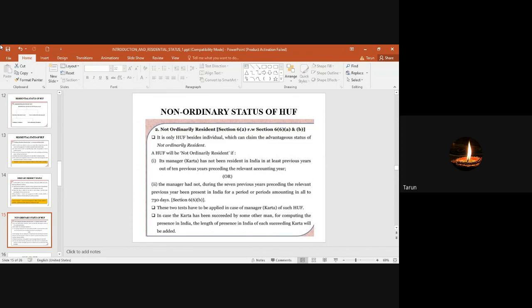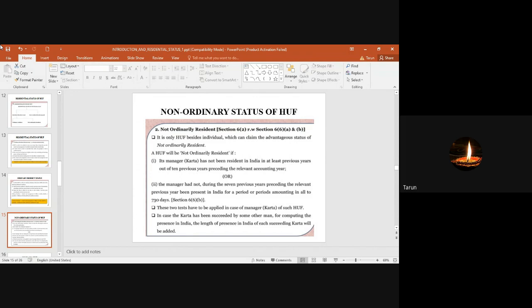In case of a not ordinary resident of India, if none of the additional conditions have been satisfied, the HUF will become a not ordinary resident of India. Right? So these two additional conditions have been applied in case of the manager, which in other words, under this Income Tax Act, we call the Karta of HUF.